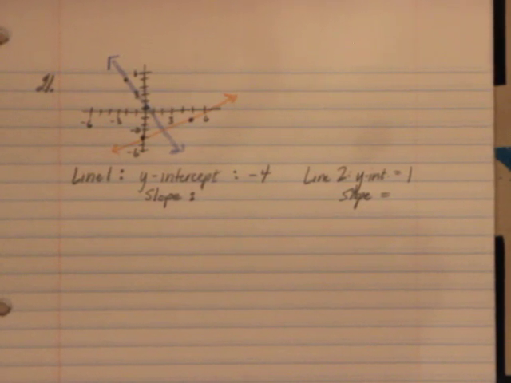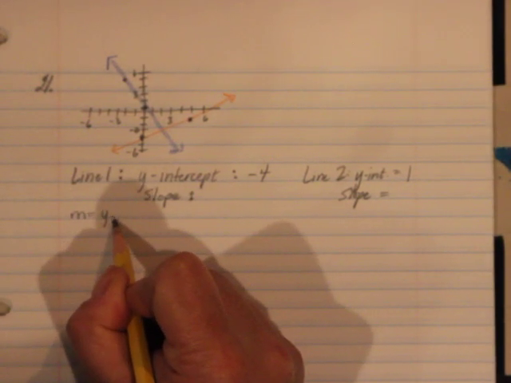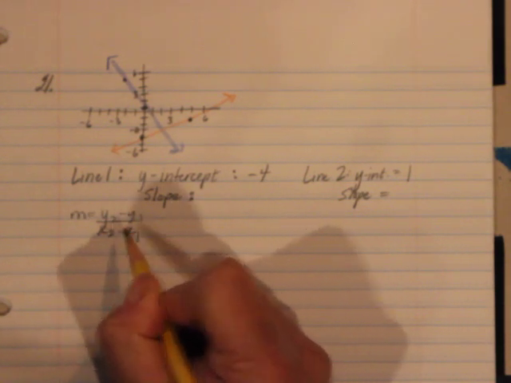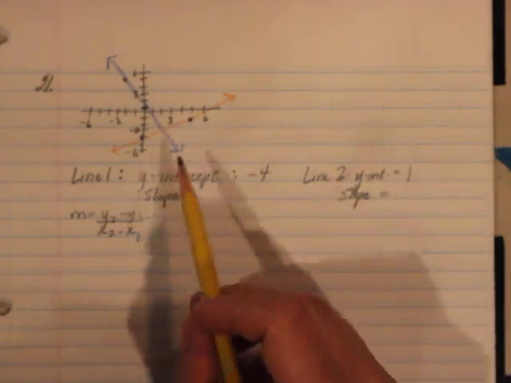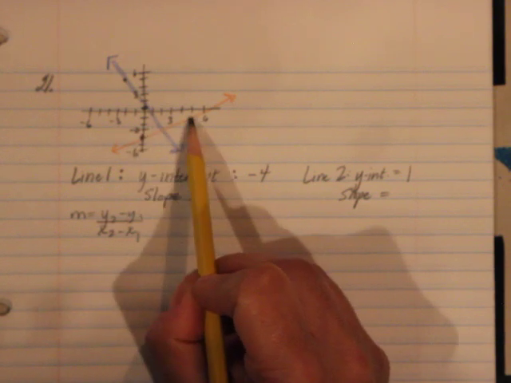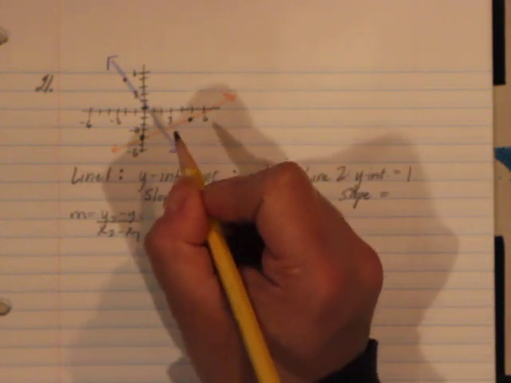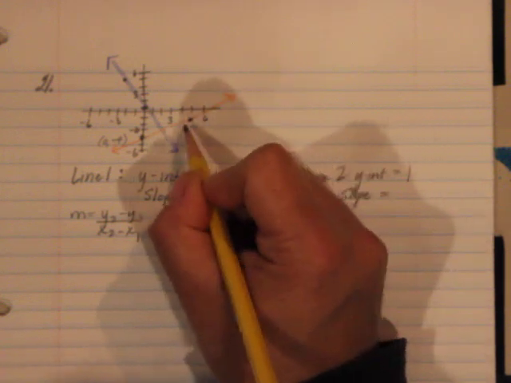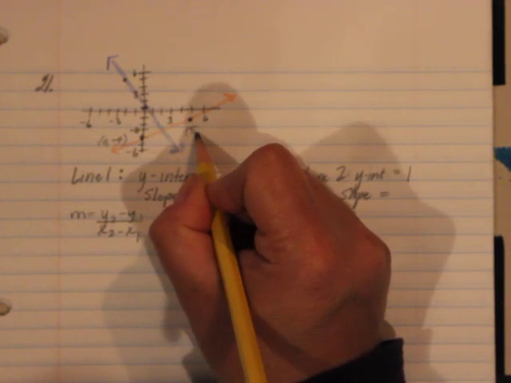I can do this a couple of different ways. All right, if you want to use your formula for slope, do you remember what that is? So m equals y2 minus y1 over x2 minus x1. That's probably your best bet. You could try counting if you want to. Okay, so line 1, my orange line right here, has the points 0, -4, and 5, -2.